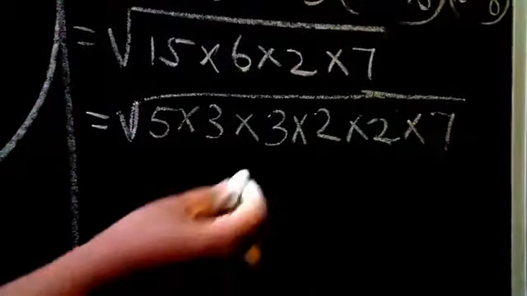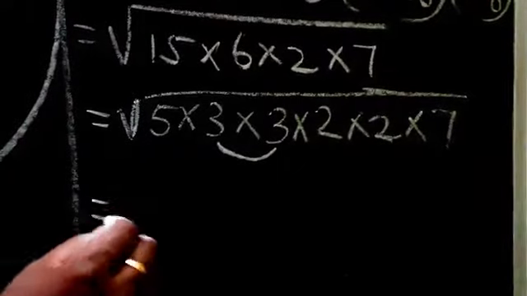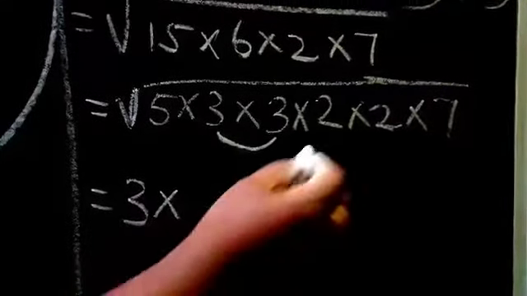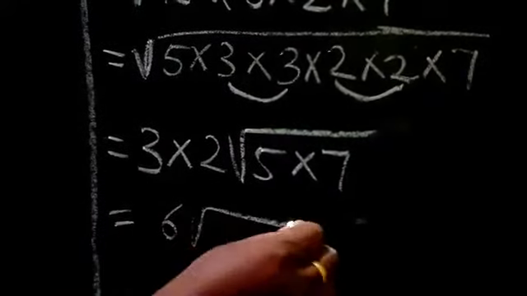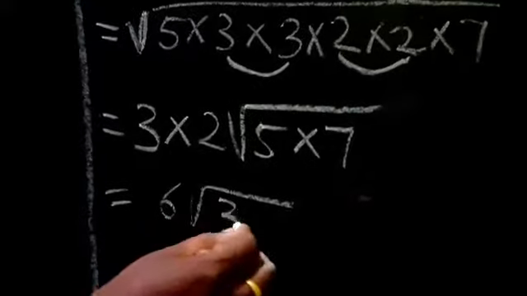Then here 3 is there 2 times, so take 1 outside. This 2 also is there 2 times, so we can take 1 out. 3 2s are 6. Square root of 5 7s are 35.